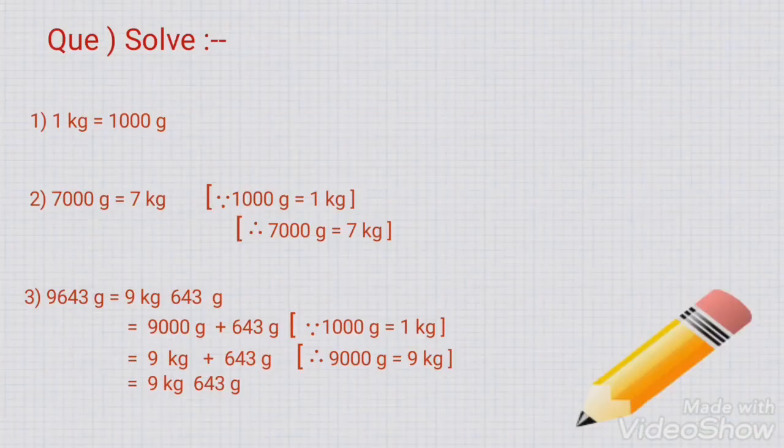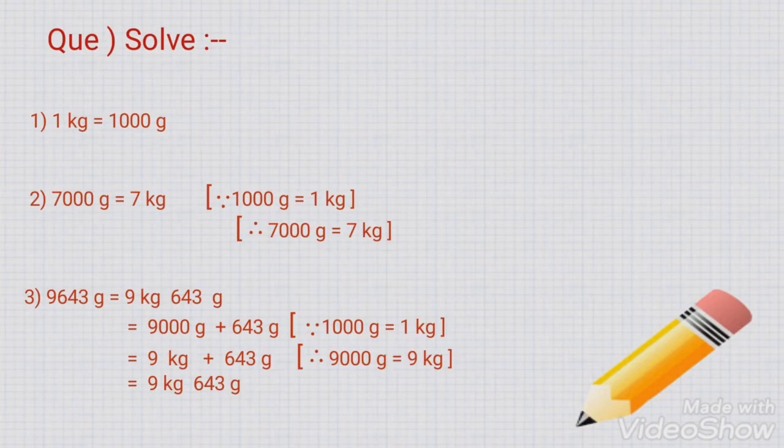Okay. Now let us see some questions to solve. First point, as I have already studied this, 1 kg is equals to 1000 gram. Second, 7000 gram is equals to 7 kg. Now how this 7 kg came? It came because since we know that in 1000 gram there is 1 kg, so in 7000 gram there will be 7 kg. So that's why the answer is written here as 7 kg.